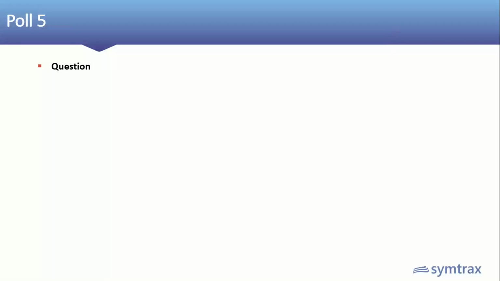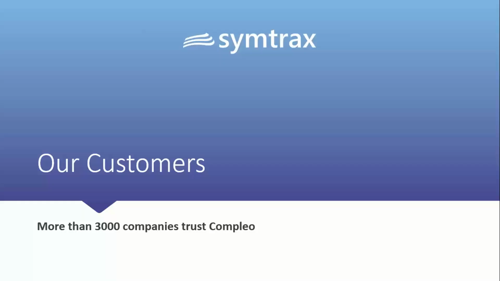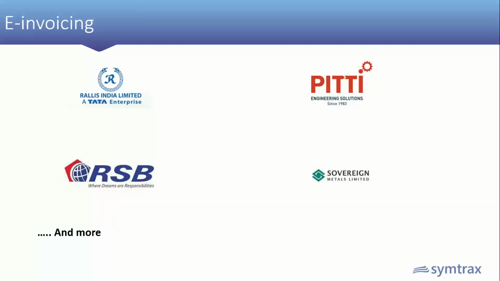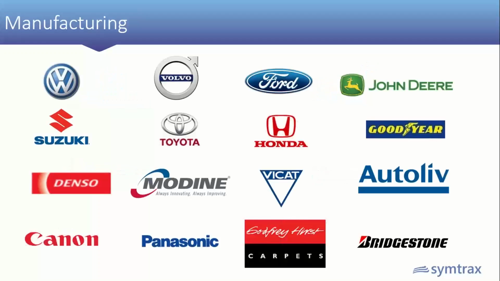Let's quickly move ahead and have a look at some of the customers we work with. Like I said earlier, we work with more than 3,000 active customers around the globe. For e-invoicing, some of the companies that we have worked with in the 500 crore plus slab are Alice India, PT Engineering Solutions, RSB Transmission, Sovereign Metals, and many more. Also from the 100 to 500 crore slabs, there are more names coming in. Some have come in, some are still coming in. And in another month we intend to have a good portfolio of customers working with us.